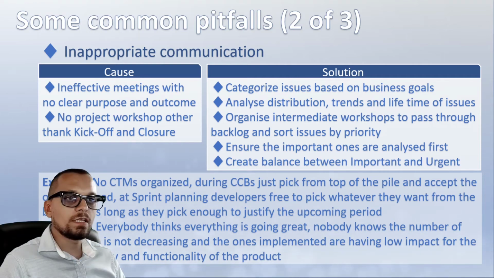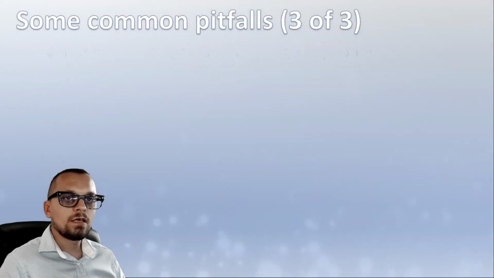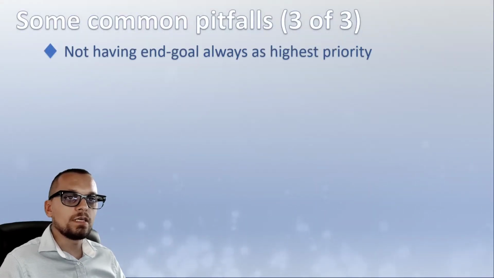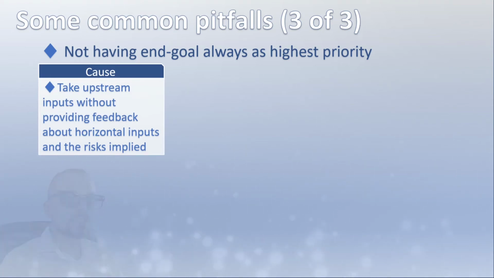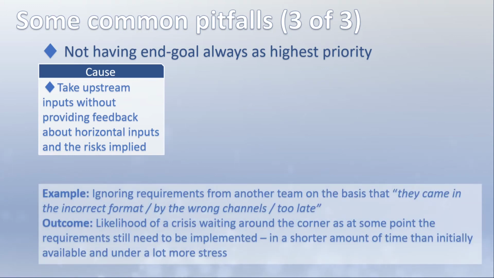And the third and the last one in this series is not having the end goal always as the highest priority. A potential cause of this is taking the upstream inputs without providing any feedback about the horizontal inputs and the risks implied. An example I have here is somebody who was ignoring requirements from another team on the basis that they came in the incorrect format or by the wrong channels or they came too late.